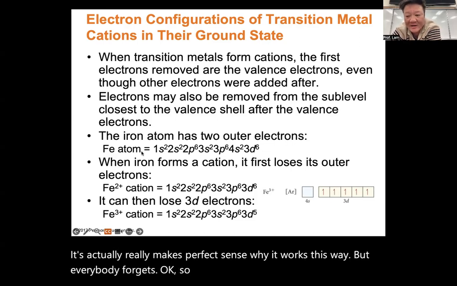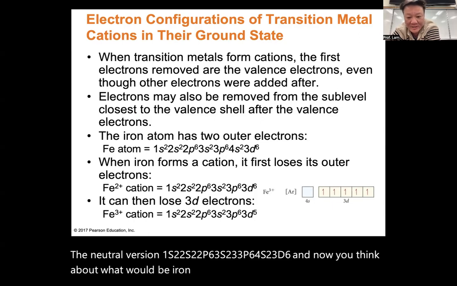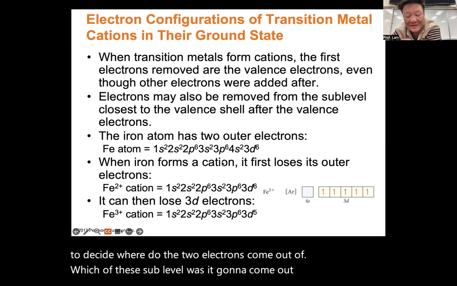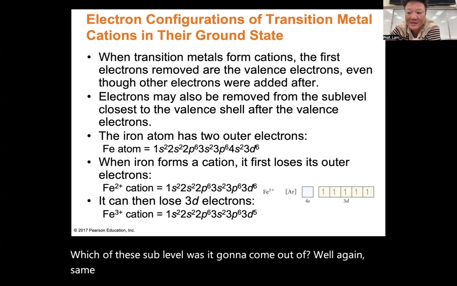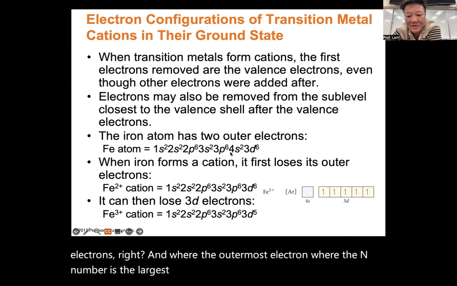So if you look at the iron atom, the neutral version, 1s2, 2s2, 2p6, 3s2, 3p6, 4s2, 3d6, and now you think about what the iron 2+ configuration would be. So now you have to decide, where do the 2 electrons come out of? Which of these sublevels are they going to come out of? Well, again, same reasoning, it's going to come out of the outermost electrons, right? And where are the outermost electrons? Where the n number is the largest. So where's n the largest?